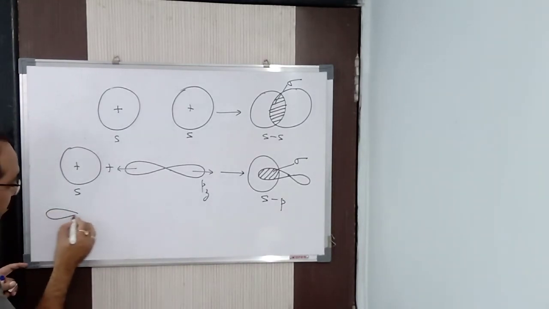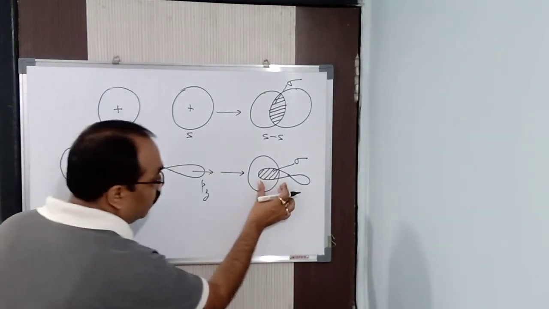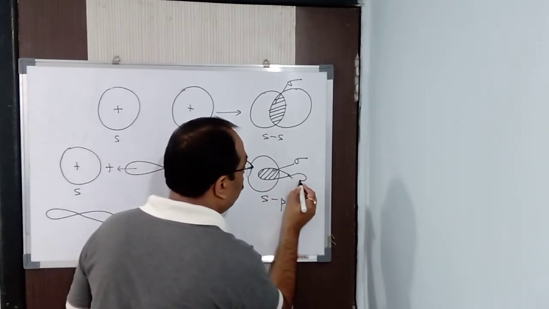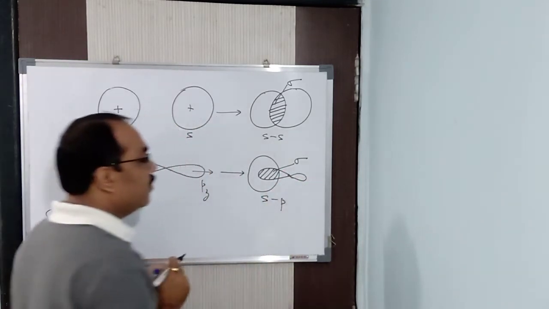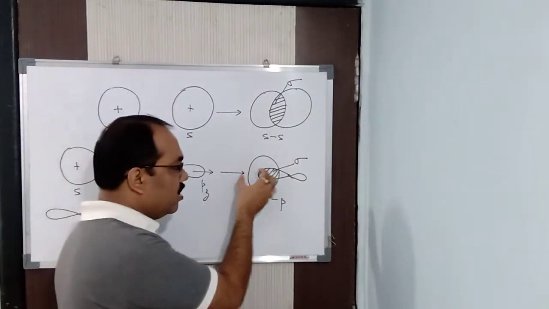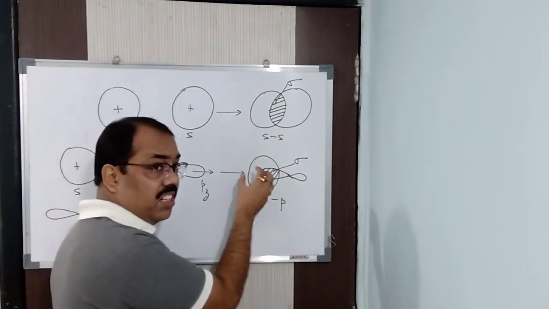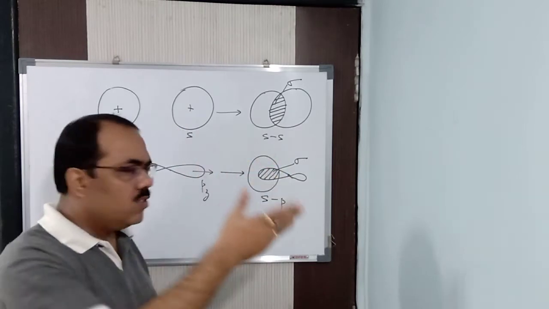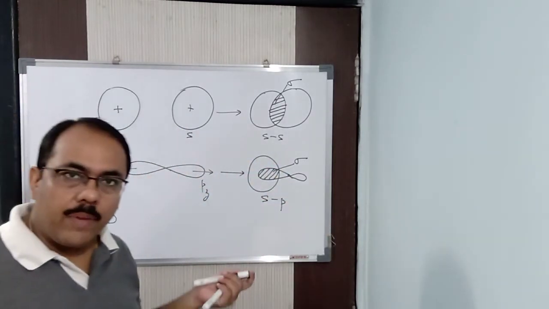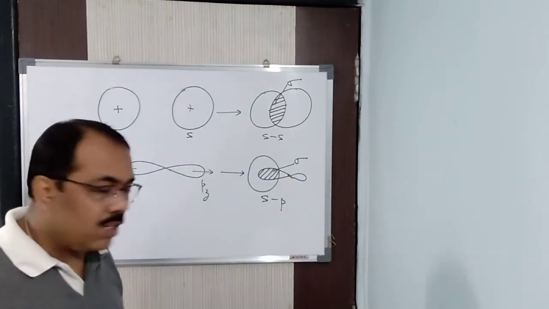Now this is your p subshell. You can see both the lobes are equal size here. But when the bonding takes place, one lobe is bigger and another lobe is smaller. Why? Because the attraction is taking place. Due to attraction, the energy will be concentrated here initially. Then after that, the energy will be released. These lobes are made up of energy only. So on one side the energy will be more, on the other side the energy will be less because energy is released.